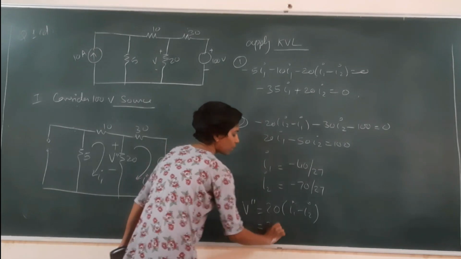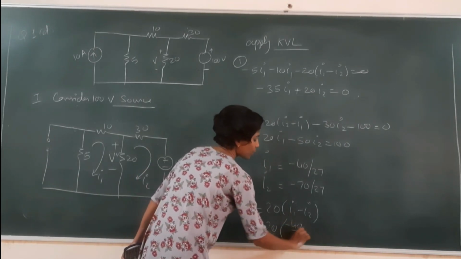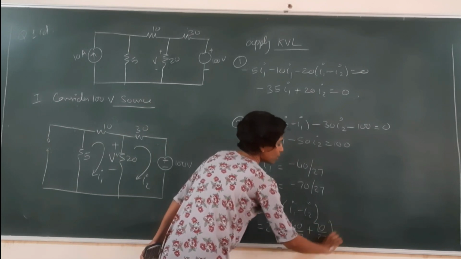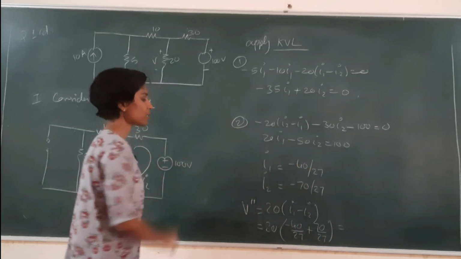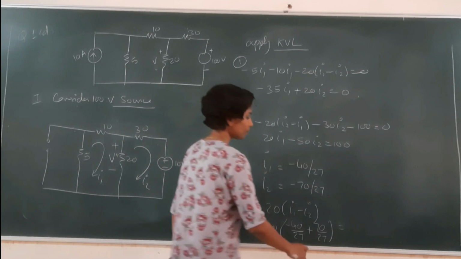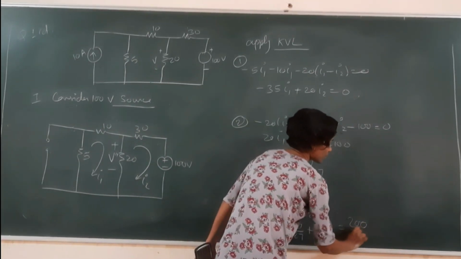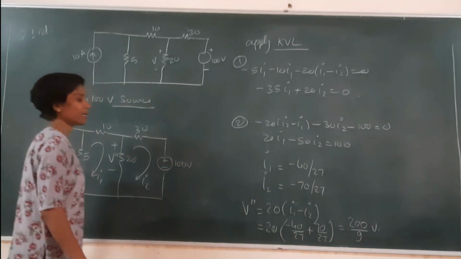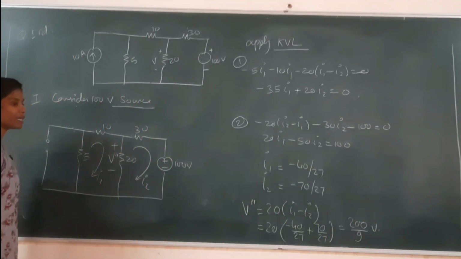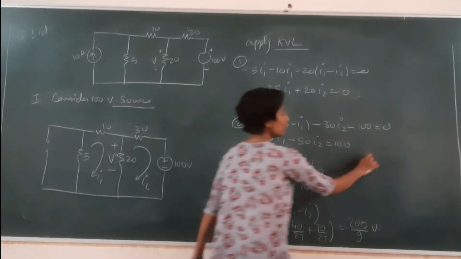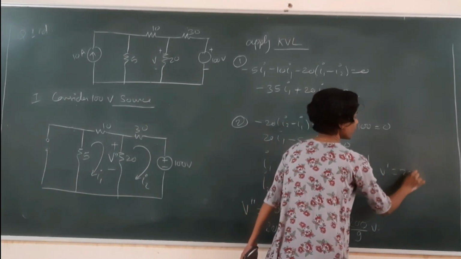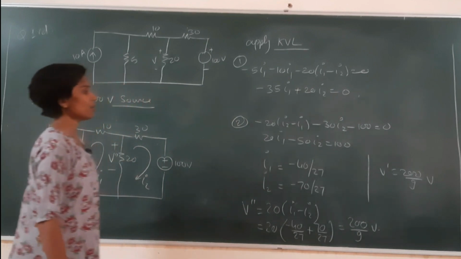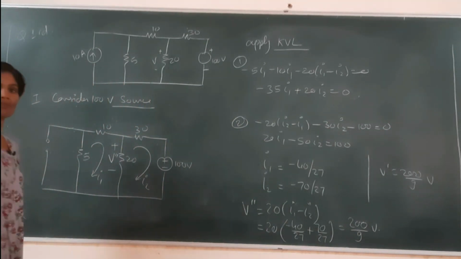So just keep all the values here. This is minus 40 by 27 minus (minus 70 by 27). Use your calculator and check what the answer is. The answer we are getting is 200 by 9 volts. This is the value for V double dash. Right, what is the value of V dash? That was also 200 by 9 volts. So this is the value we got for V dash and V double dash in the different steps.